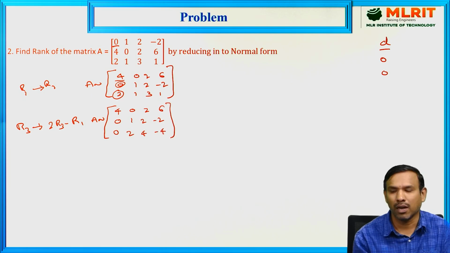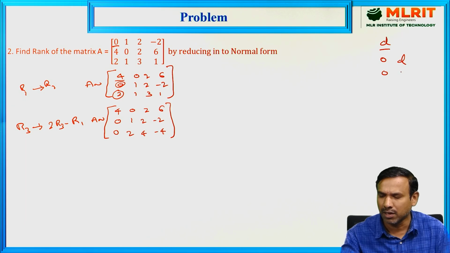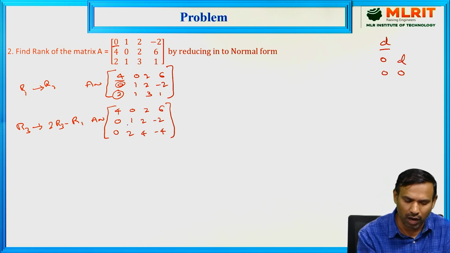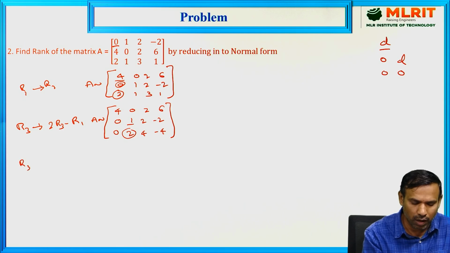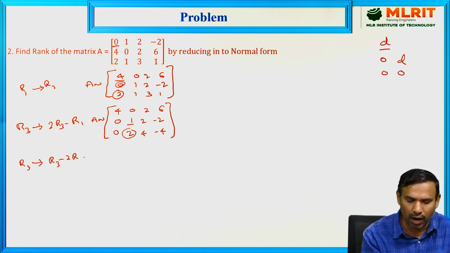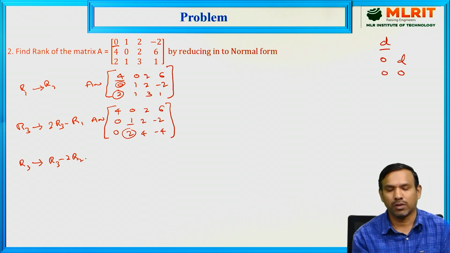Okay. Now the first task is completed. Coming to the second diagonal element, make the element below 0. So using R2, make the R3 element 0. R3 is 2. R3 implies R3 minus 2R2. 2 minus 2, 0.